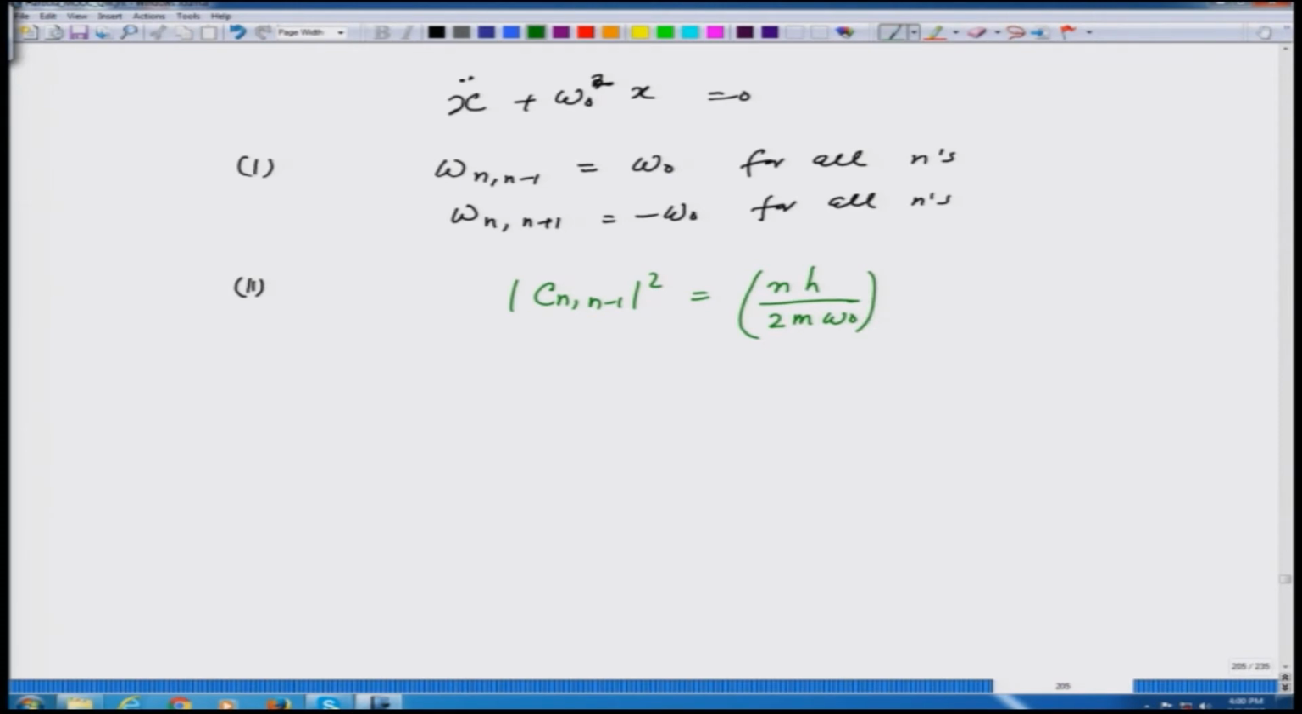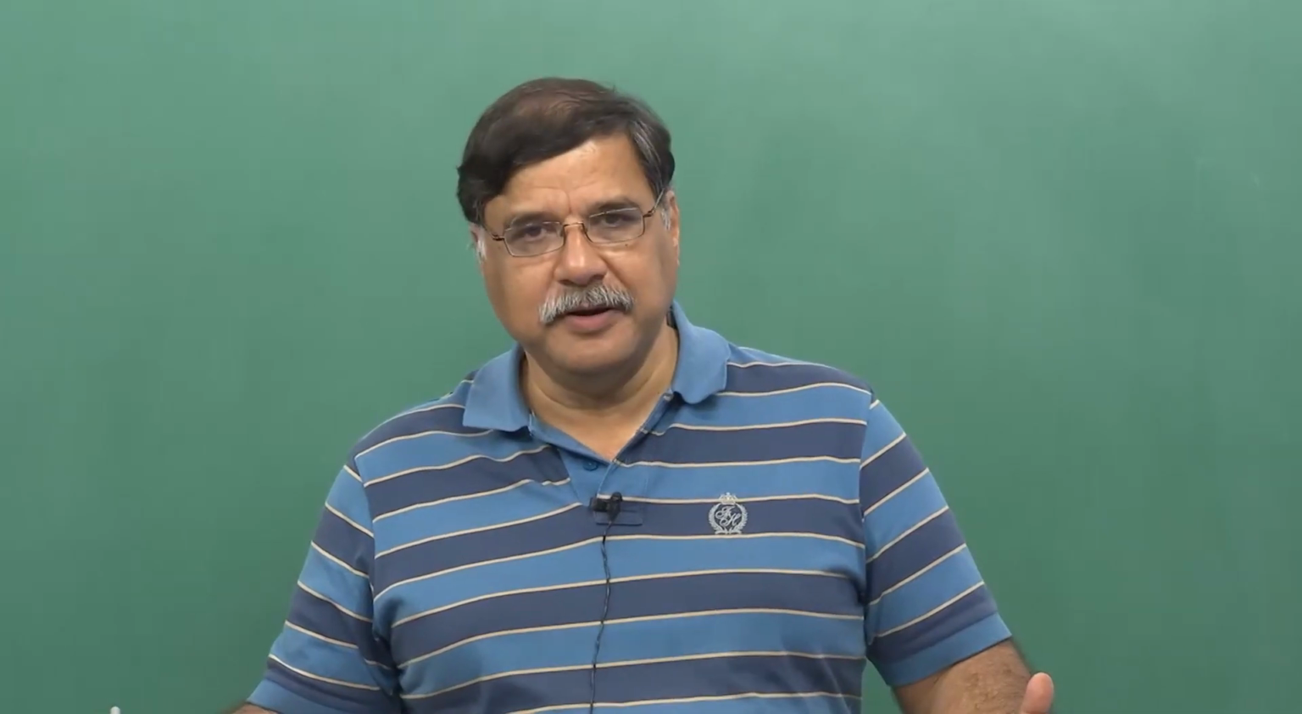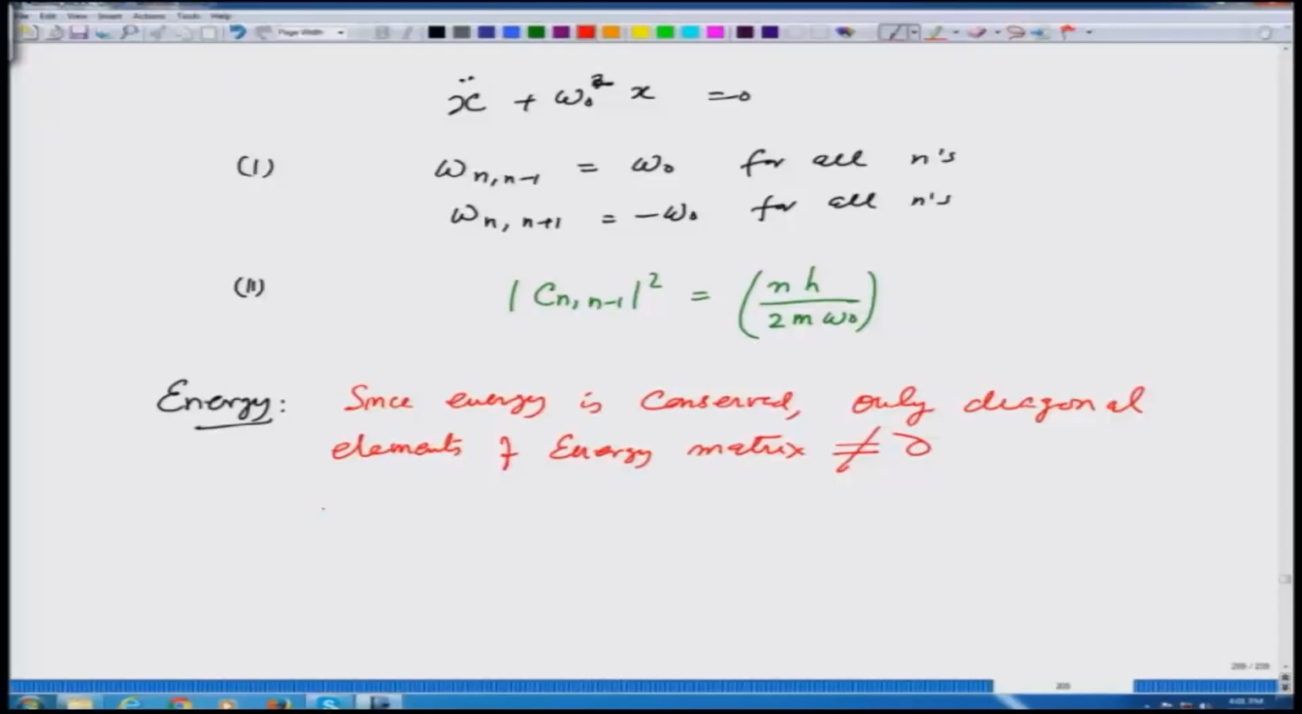What about the energy of the system? So, we have gotten these transition matrix elements. Now, energy. Since energy is conserved, only diagonal elements of energy matrix are not equal to 0. Because if there were non-diagonal elements, they will necessarily involve e raised to I omega t, and that would make it time dependent.